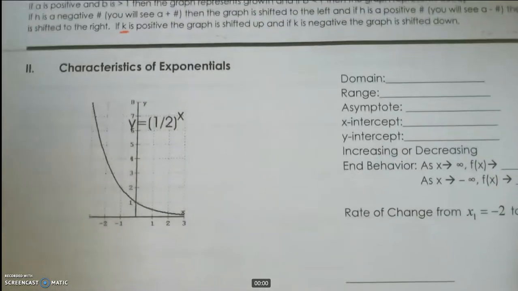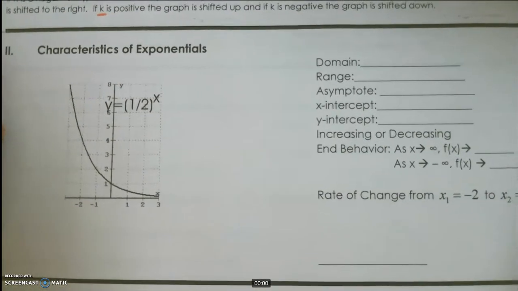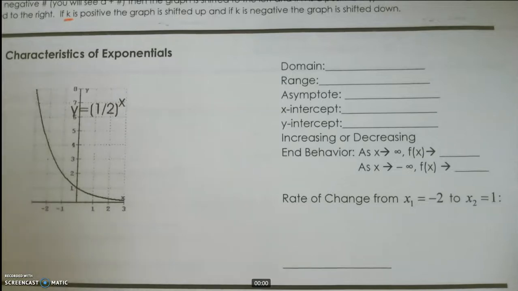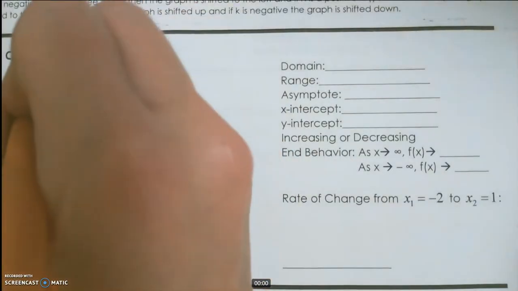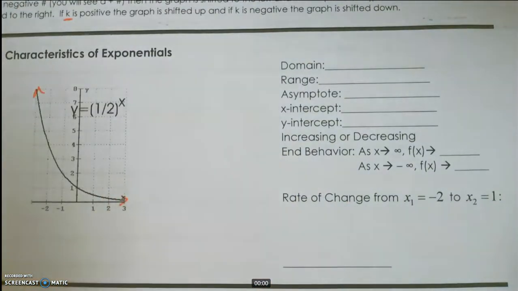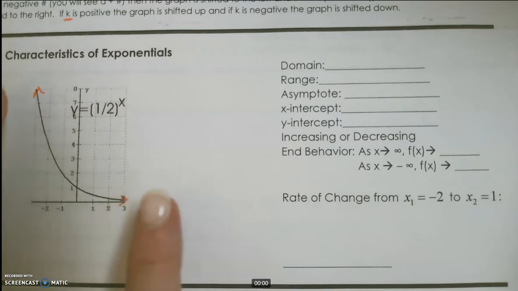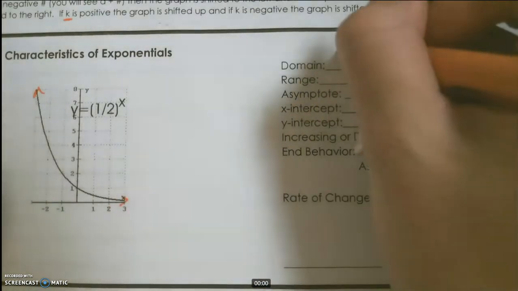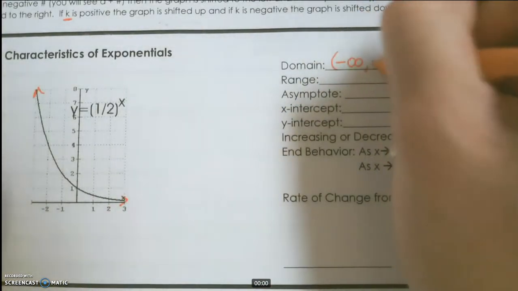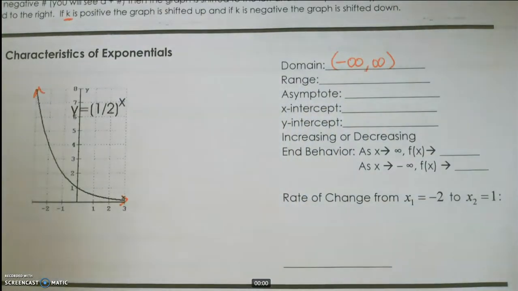Okay, in the next section, we're going to talk about characteristics of exponentials. We can talk about domain. Domain is all of the x values. We'll draw arrows on here just to indicate that it's going on forever in both directions. It's slowly getting wider and wider. So we're going to use every x value from negative infinity all the way to positive infinity.